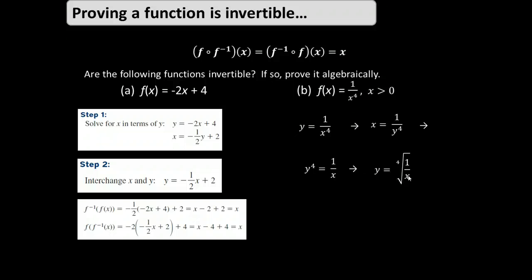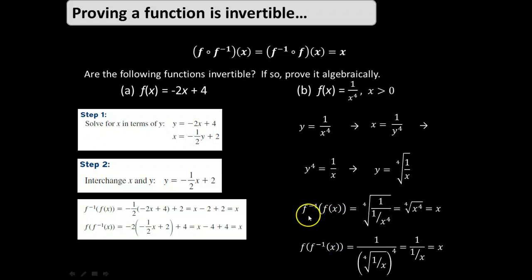Okay, let's test out the math. Let's do our composites here and make sure that everything is okay. So f inverse of f of x. Well, here's f inverse. So I need to take the 4th root of 1 over the f of x function, and the f of x function is 1 over x to the 4th. So the 4th root of 1 over x to the 4th, simplifying under the radical first, 1 over 1 over x to the 4th is simply x to the 4th. So I'm really taking the 4th root of x to the 4th, and the 4th root of x to the 4th is x.